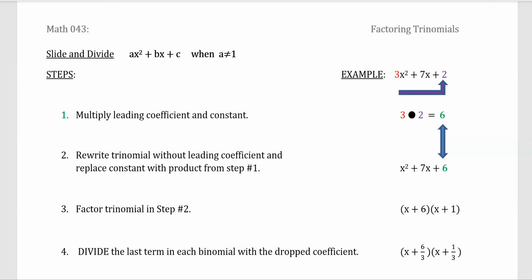Here are the steps. You multiply the leading coefficient and the constant. So again, this is A times C. In the example we have over here, A is 3, C is 2, 3 times 2 is 6. Rewrite the trinomial without the leading coefficient and replace the constant with the product from step 1. So we're going to rewrite it as x squared plus 7x plus 6. So we need the factors of 6 that are going to add to 7. And that's 1 and 6.